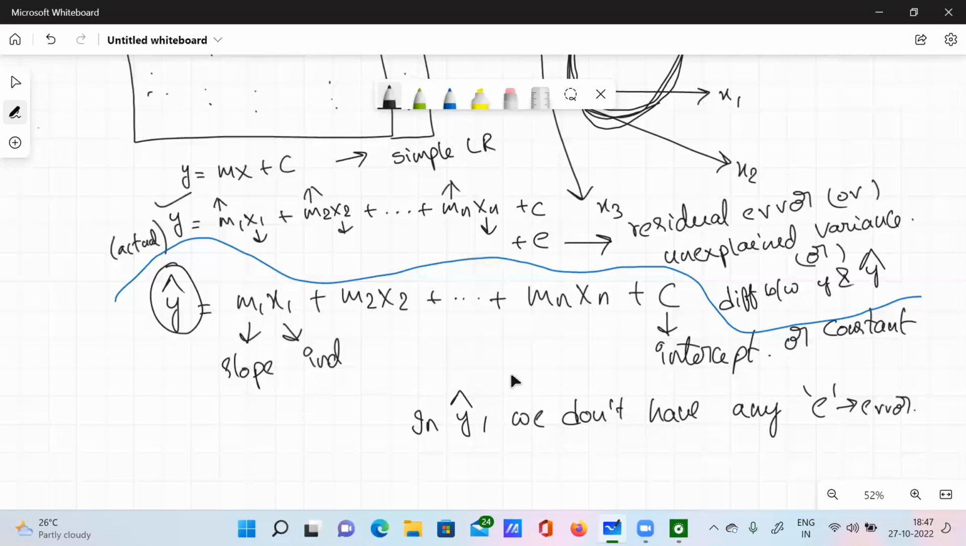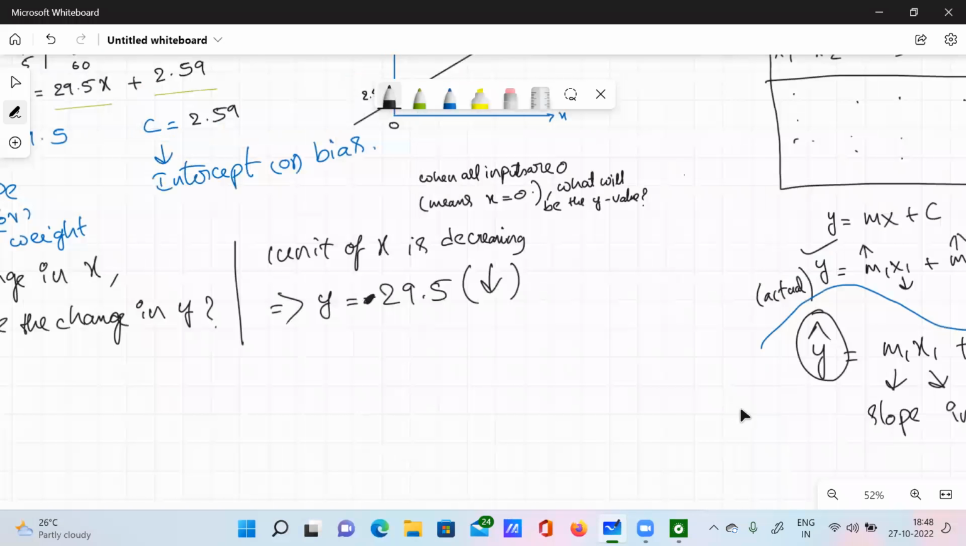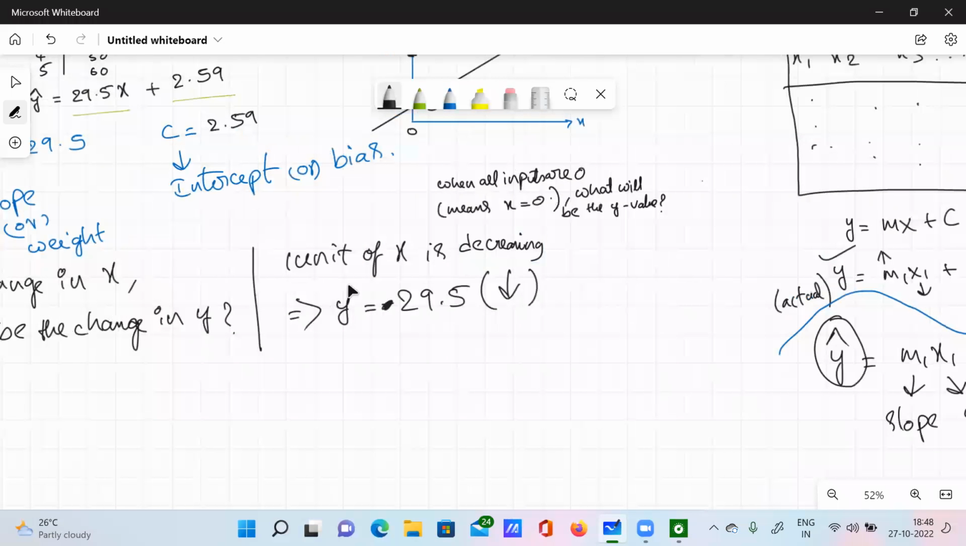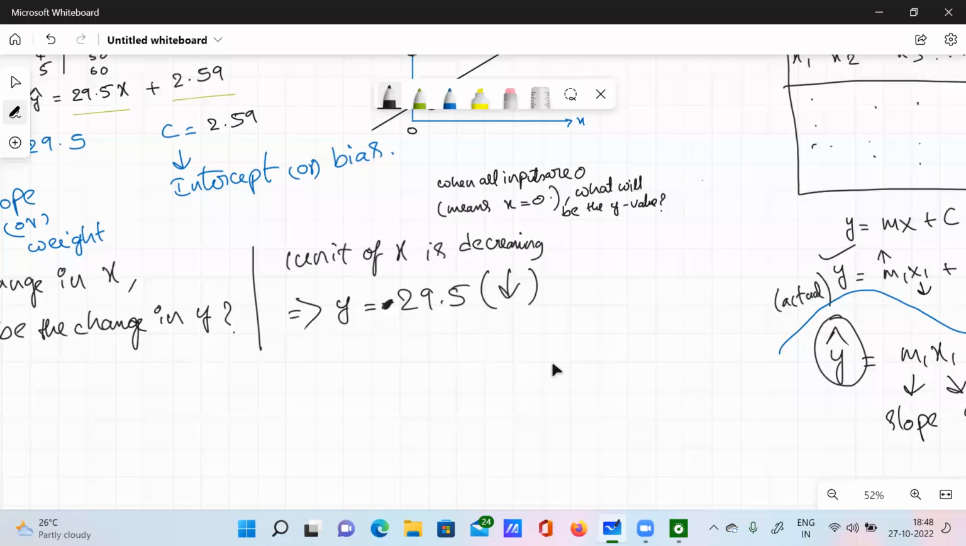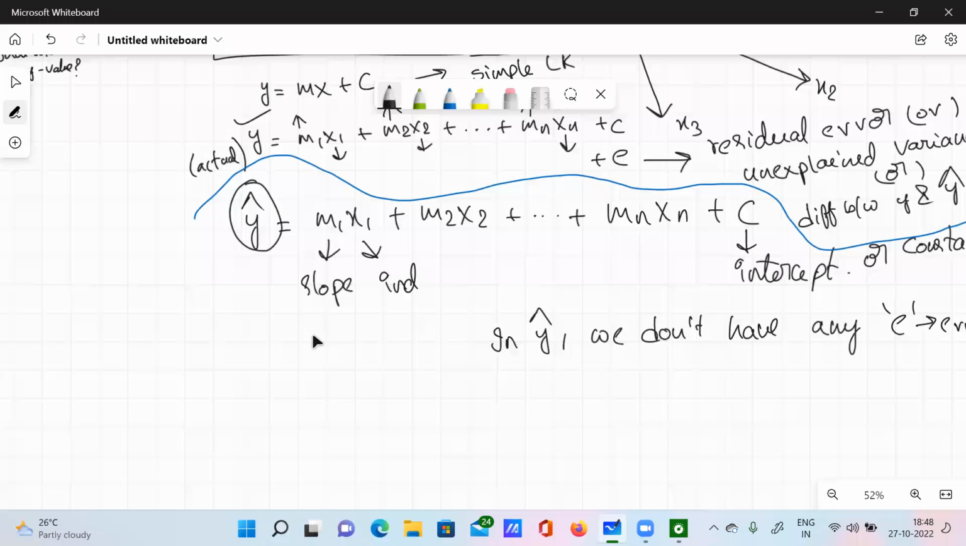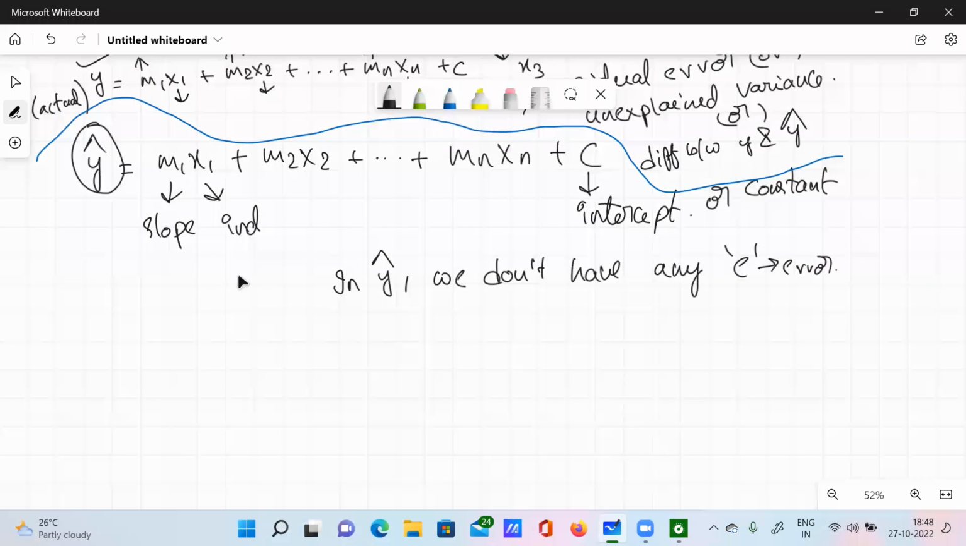So now, in the simple linear regression part, I have explained that if one unit of x changes, then what will be the amount of y that changes. I have explained that here. So how do I explain this equation right now? That is, I want to explain this m1, m2, m3, and so on.